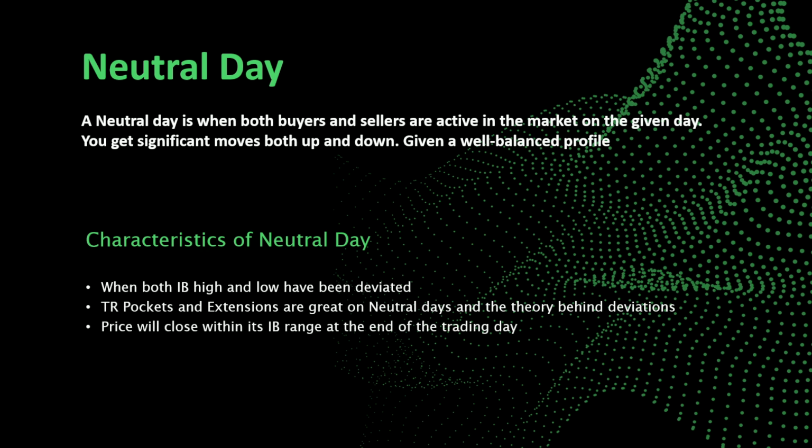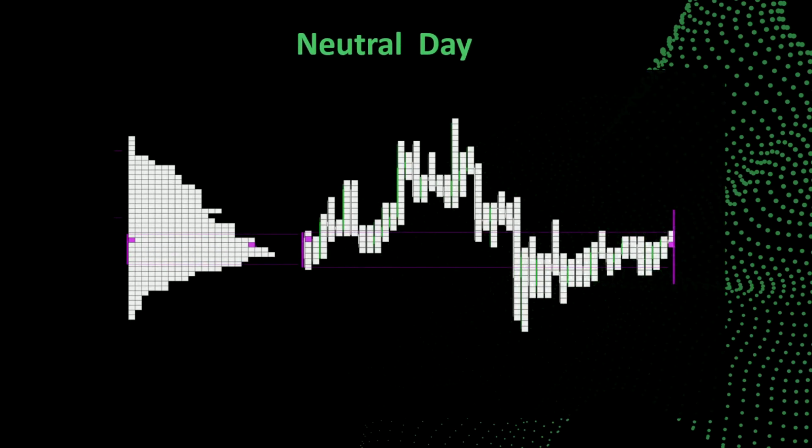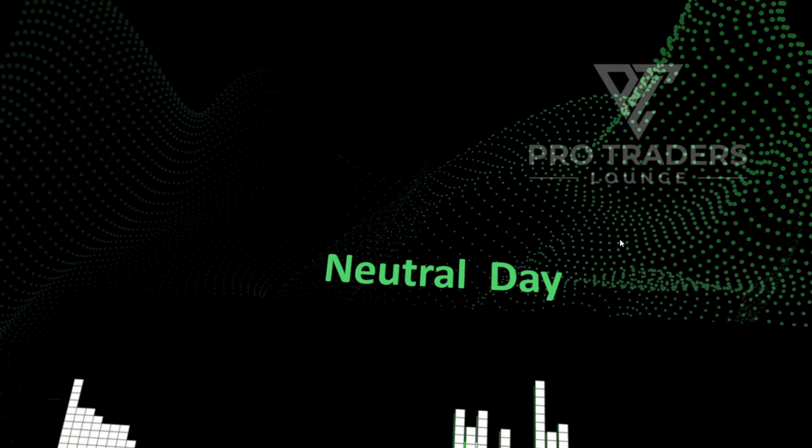Price will close within the initial balance at the end of that trading day. So I'm going to show you that on the profile. You can see it's a well-rounded profile. We start off the day, extend out, back test the initial balance, extend to the upside, back in, and then down to the downside, deviating both sides of the initial balance, and then coming back within that range on neutral days.